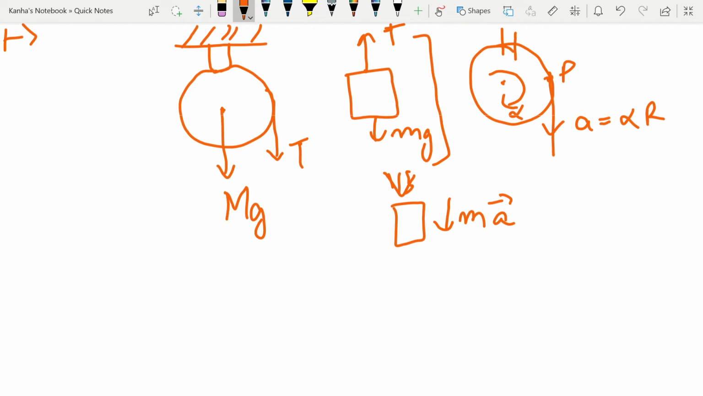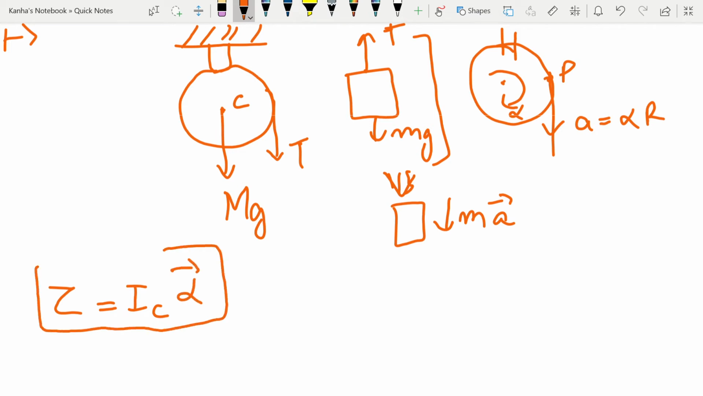The pulley will be in a rotation about the axis through its mass center. So what I need to do is first write the torques with respect to the center. Now the torque is nothing but I_C into alpha. Torque is equal to I alpha because these are non-slipping conditions. So it's rolling.